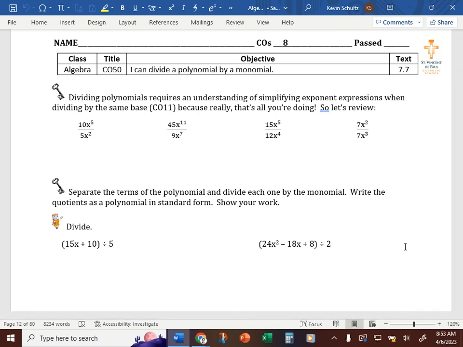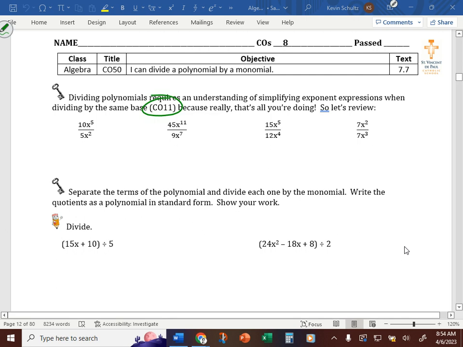We're going over the last of the operations with polynomials today. We've covered addition and subtraction. We've done multiplication, several objectives on multiplying them. And so last up is division. And the good news is, like with multiplication, you've done this before. Okay, you've done this before.